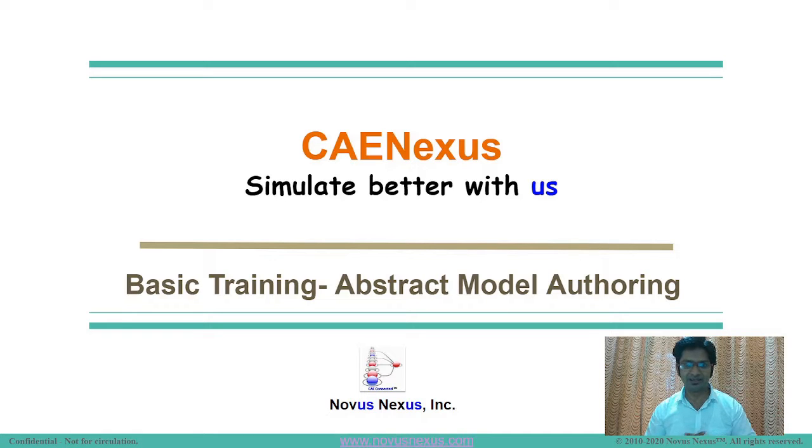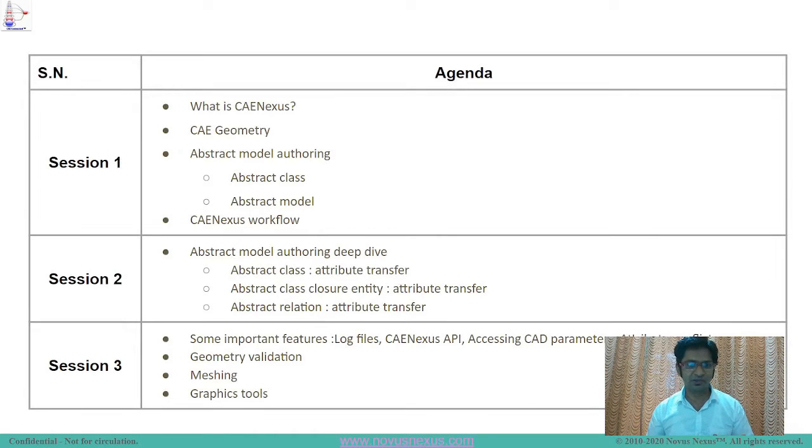So this training is mostly focused on abstract model authoring, and we will be dividing this training session into three sessions. In the first session, we'll talk about what is CAENexus and how exactly the CAENexus workflow is. In the second session, we'll see some details related to abstract model authoring. And in the third session, we will see some product efficiency improvement tools in CAENexus.